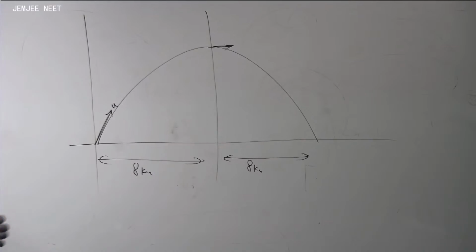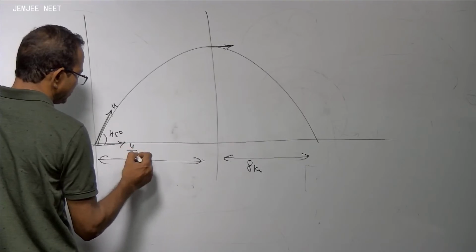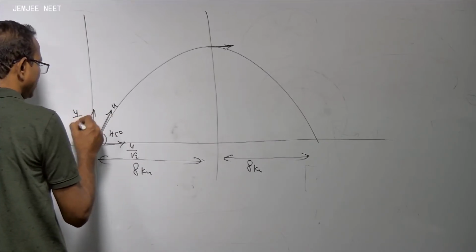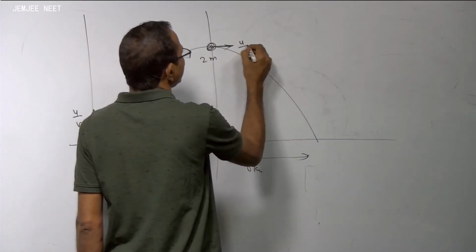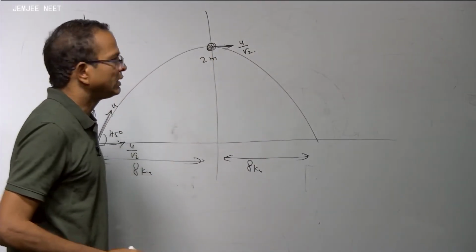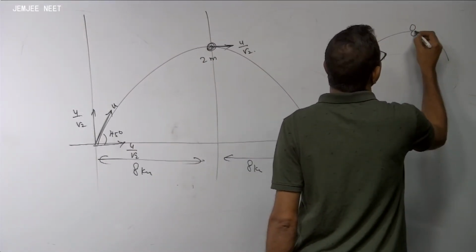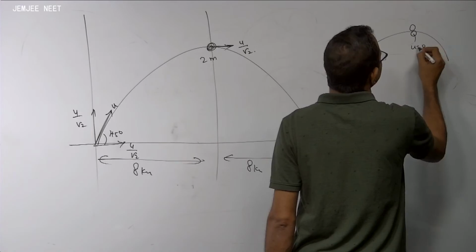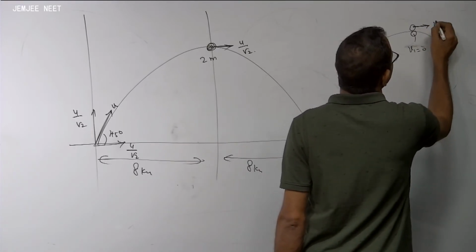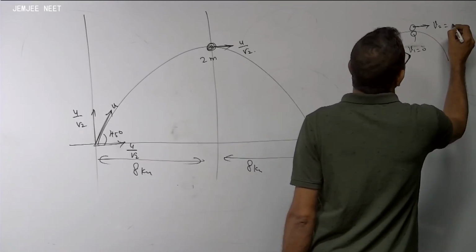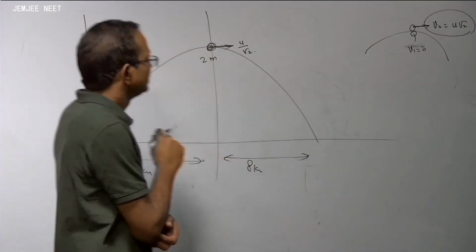Come on. U at 45 degrees, so the horizontal velocity is U by root 2. The mass is 2m. But after that, what happens at the topmost point? It gets exploded into 2 parts. This gets V2, and V1 equals 0. How much did V2 come to? It got U root 2. I hope you are thorough with this.